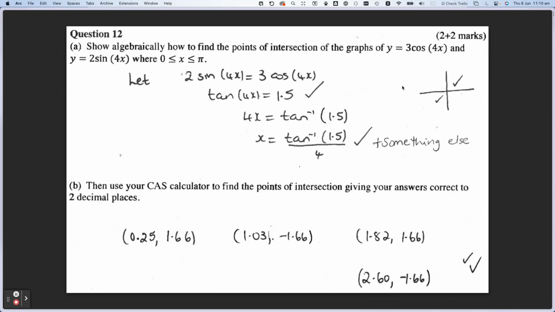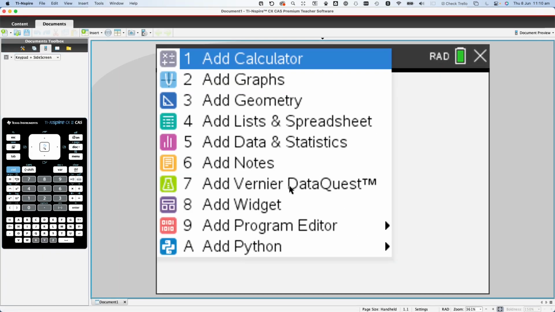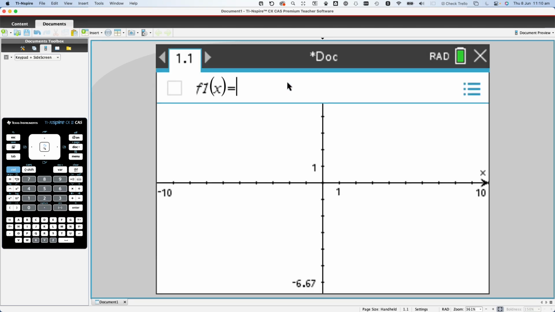Having said that, in this question, we're focusing on part B, where it says use your calculator to find the points of intersection, giving your answers correct to 2 decimal places, and here they are here without much explanation. So in terms of how to solve it, we're going to go to our graphics display calculator. We are going to add a graph page, like so, and the two functions are y equals 3 cos 4x. So I'm just going to pop that straight in, 3 cos of 4x.